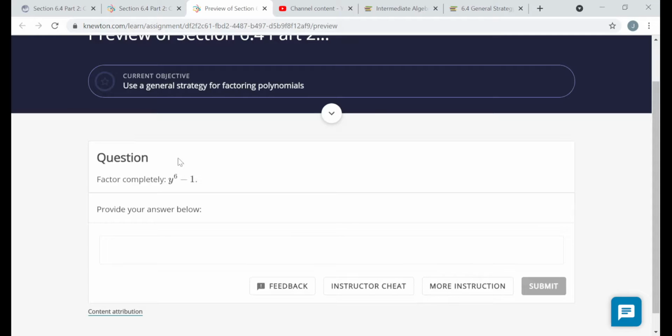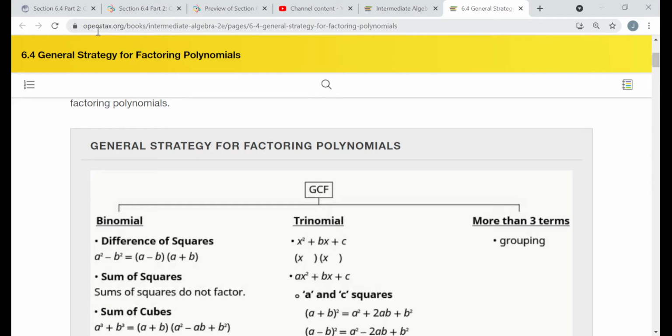Alright, so as I said, this is the only objective, right? A general strategy for factoring polynomials completely. So before I get into this, I actually have pulled up here the openstax.org Intermediate Algebra 2nd Edition and section 6.4 on the general strategy for factoring polynomials. And in that section they have this little box here, which takes you through what you should be thinking of when you're given a polynomial to factor.